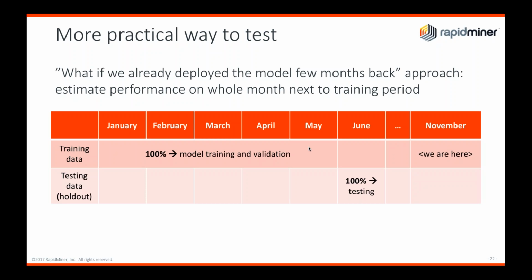And then we're taking another month. In our case, it's data taken from June, and we use 100% of this 1 month of data for testing the model. So this way, we're pretending that we have deployed the solution starting June, and we are able to see how this model would perform on our actual data if we actually deployed it starting from June.